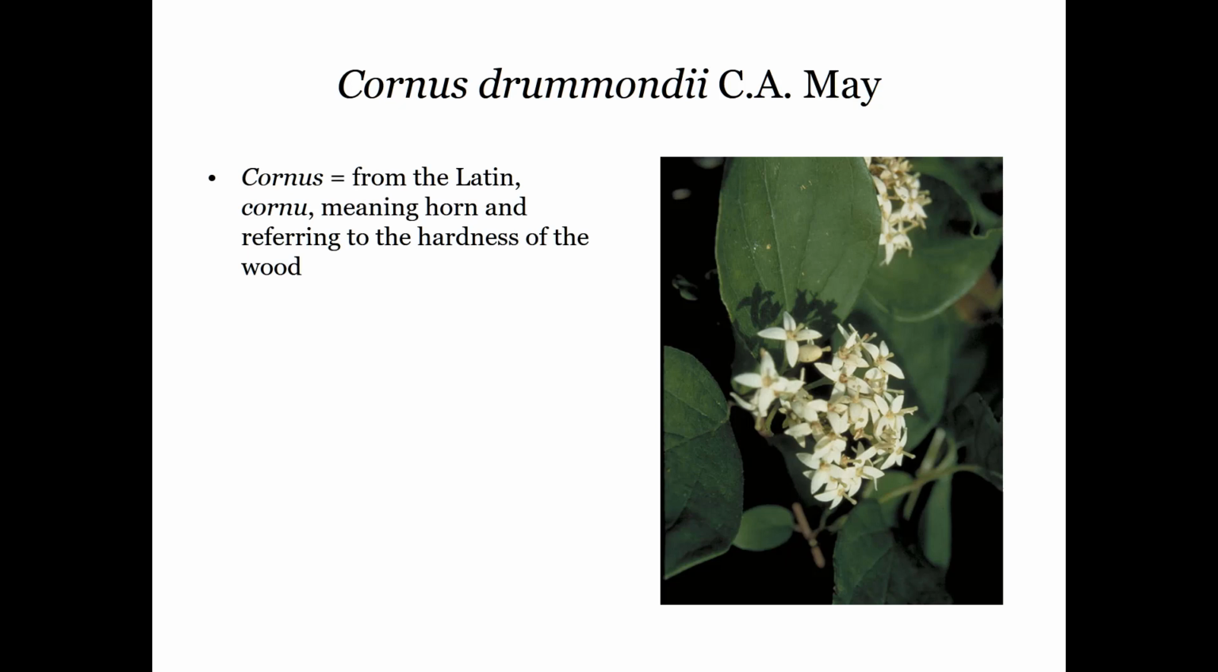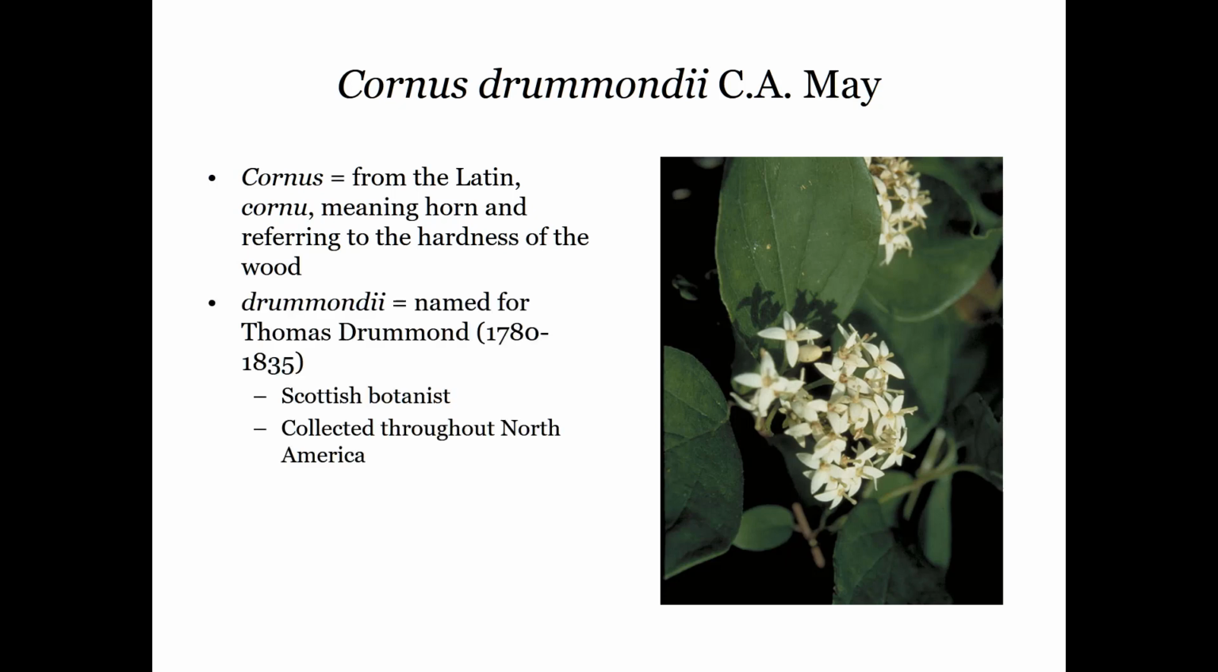Cornus drummondii. Now, not everybody pronounces both i's, but that's the correct pronunciation for something that ends in two i's, like drummondii here. So, Cornus drummondii. It's from the Latin cornu, meaning horn or hard or tough. The wood of all dogwoods is very, very tough. This is a dogwood. Drummondii, named after Thomas Drummond, who was a botanist.